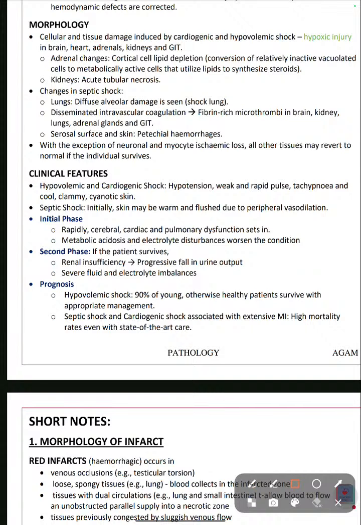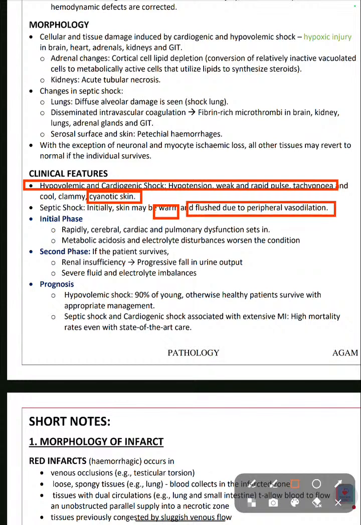Now, in hypovolemic and cardiogenic shock, hypotension, weak pulse, tachypnea, and cool, clammy, cyanotic skin can be seen. In septic shock, initially the skin may be warm and flushed due to peripheral vasodilation. What will happen in the initial phase? Rapidly, cerebral, cardiac, and pulmonary dysfunction sets in. Metabolic acidosis and electrolyte imbalance disturbances worsen the condition.